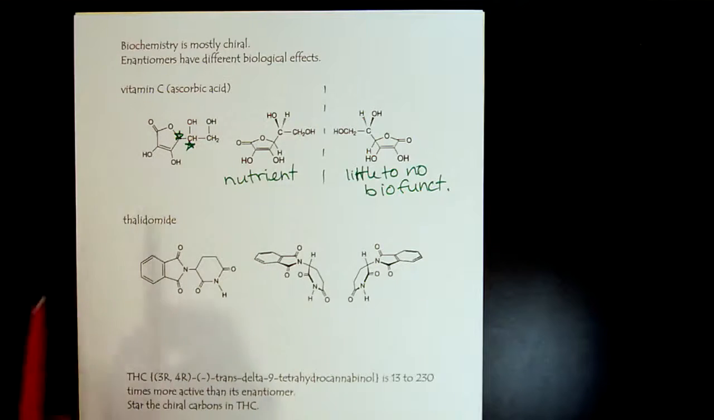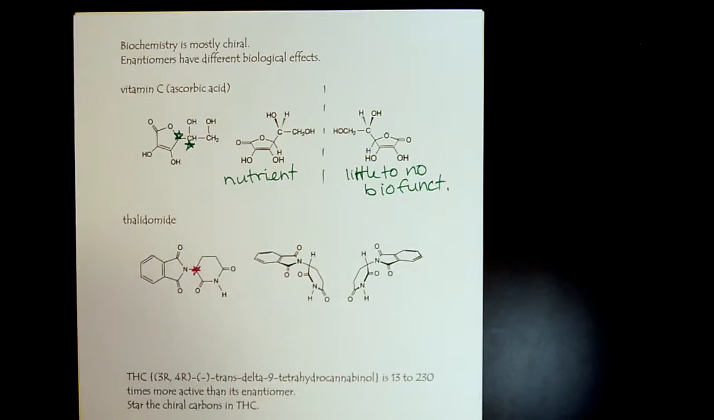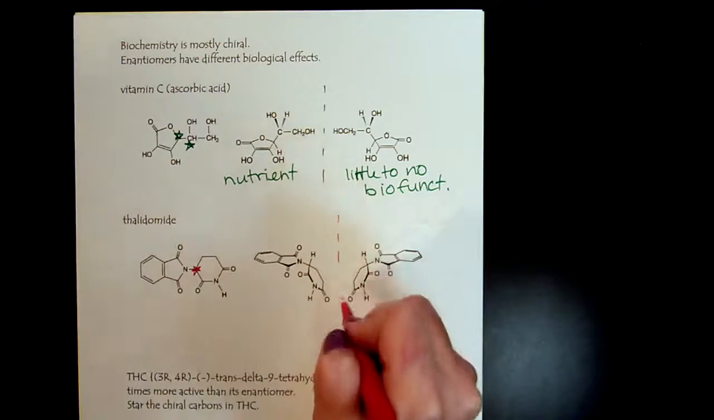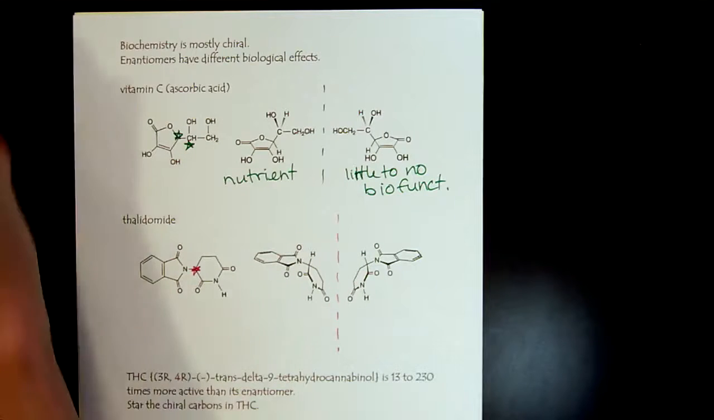Another example would be thalidomide. So I'll give you guys a moment to star the chiral carbon here. Right, so it has to be tetrahedral. There we go, it's right here. Okay, so there's our chiral carbon. Now, thalidomide has a very interesting history. Here's the pair of enantiomers.